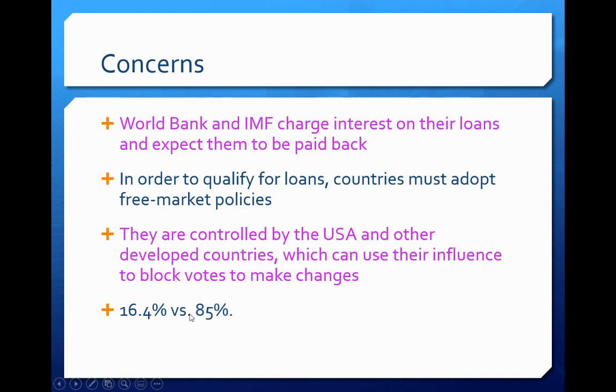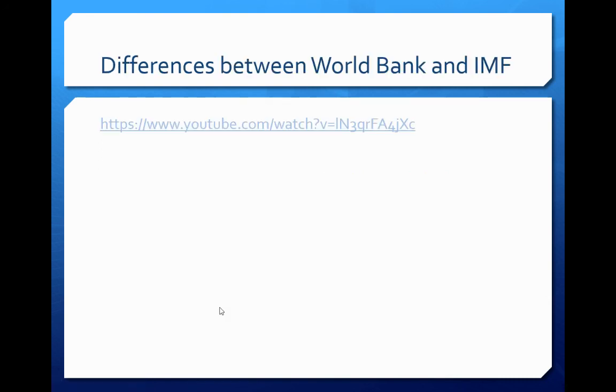So if all countries of the world, they all vote yes on something, but the United States votes no, well, then the no side wins because their country is big enough, their economy is big enough to make it so that all other countries of the world put together cannot reach that 85%, right? So some critics of the IMF and the World Bank will say that, well, the United States has too much control over the institution. Okay, and then there's another video here that you can check out that takes a look at the differences between the World Bank and the IMF to help you understand how they are different.